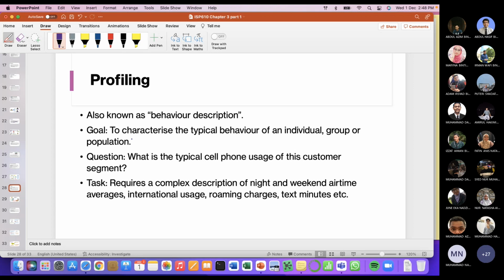And then the task for profiling requires a complex description of night and weekend airtime, averages, international usage, roaming charges and text minutes. So there are things that will be affected. Okay, this person uses this much, so it will affect that. Their offer will also be different compared to other customers.